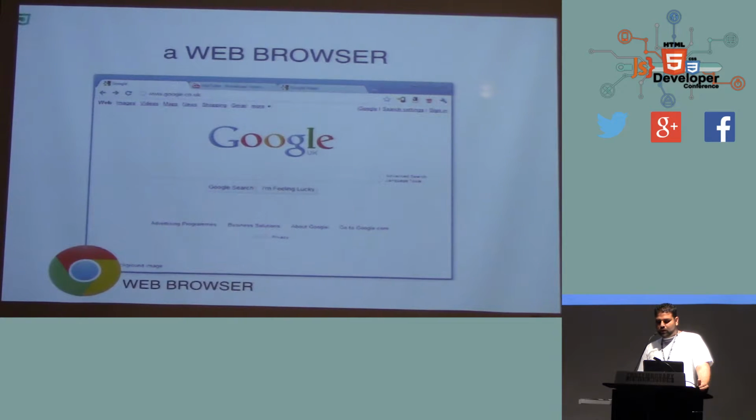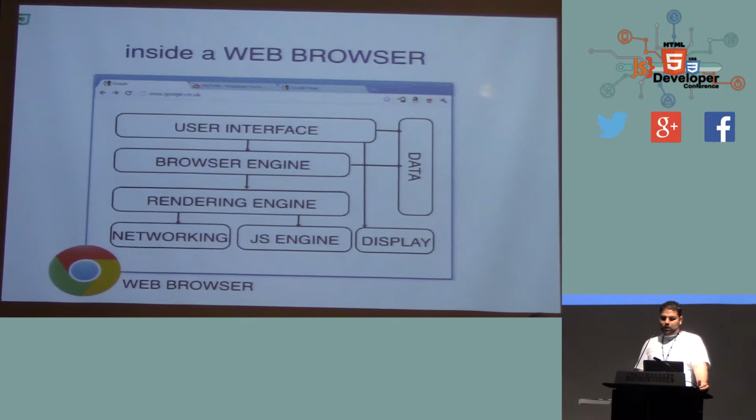So the first thing is a web browser, right? So what goes inside a web browser? A web browser has a user interface that connects to the data, right? Then it has a browsing engine. I was talking earlier about V8. V8 is the current engine. It's very powerful. That's what a lot of the browsers are using right now.